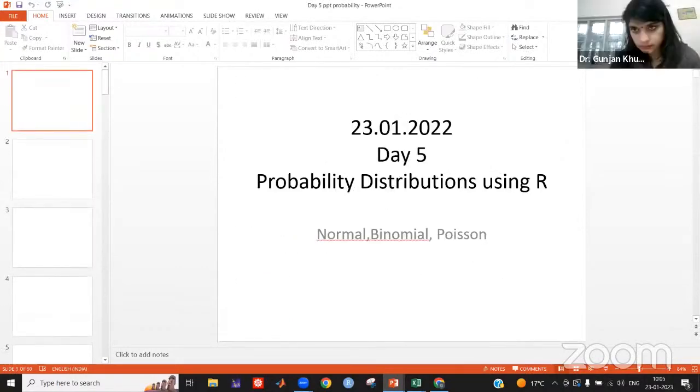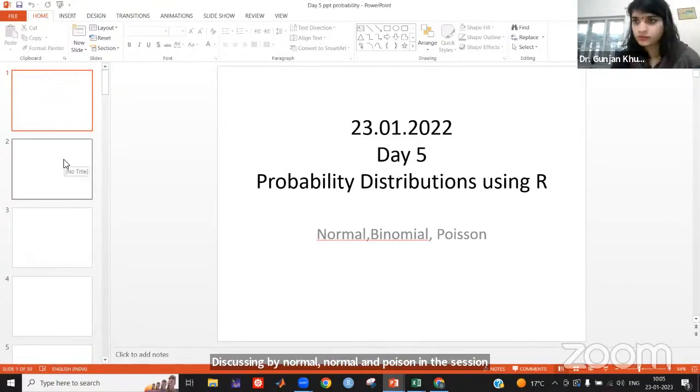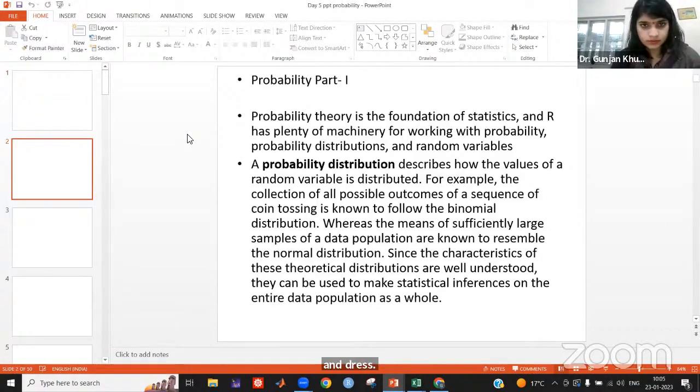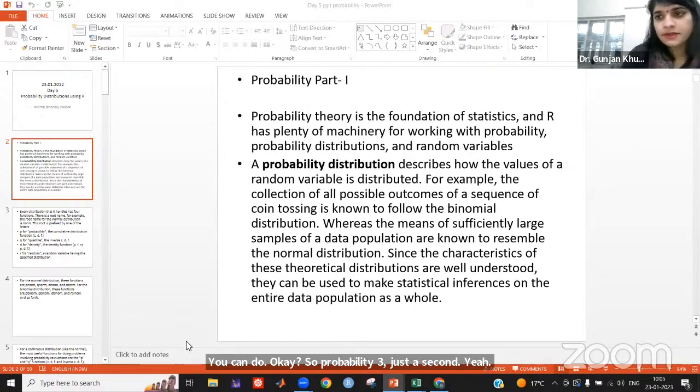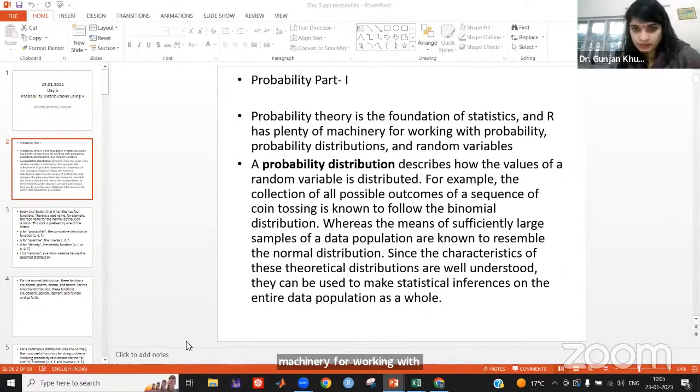So it's day 5, and we'll be doing probability distributions using R. We'll be discussing binomial, normal, and Poisson in this session. Probability theory is the foundation of statistics, and R has plenty of machinery for working with probability distributions and random variables. A probability distribution describes how the values of a random variable are distributed.